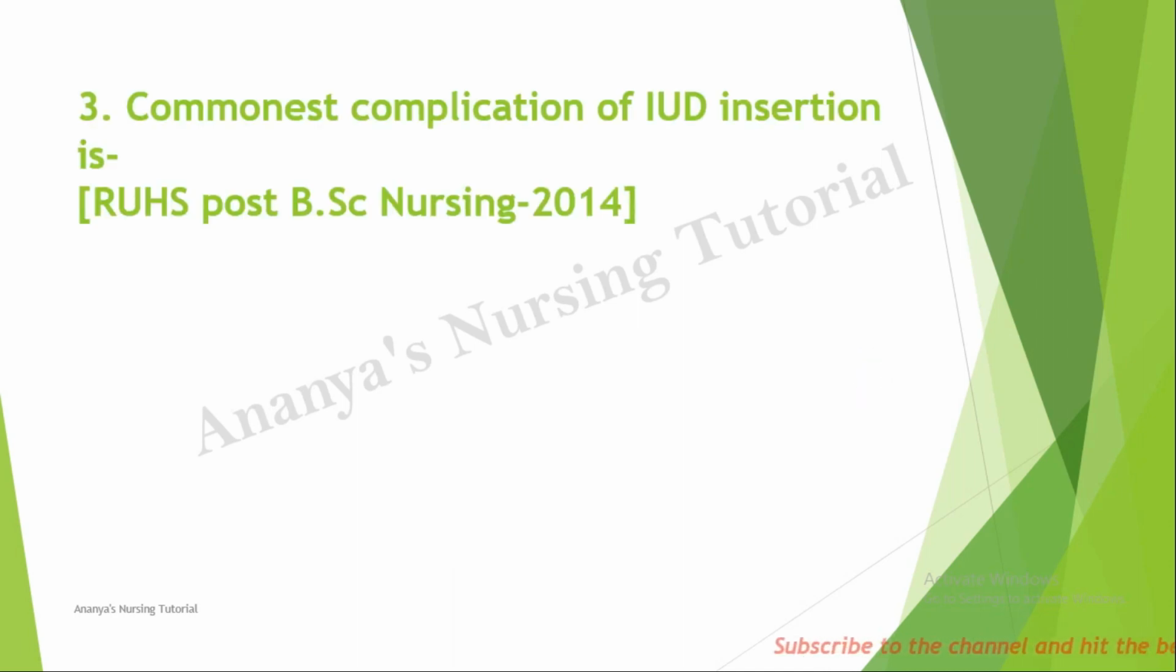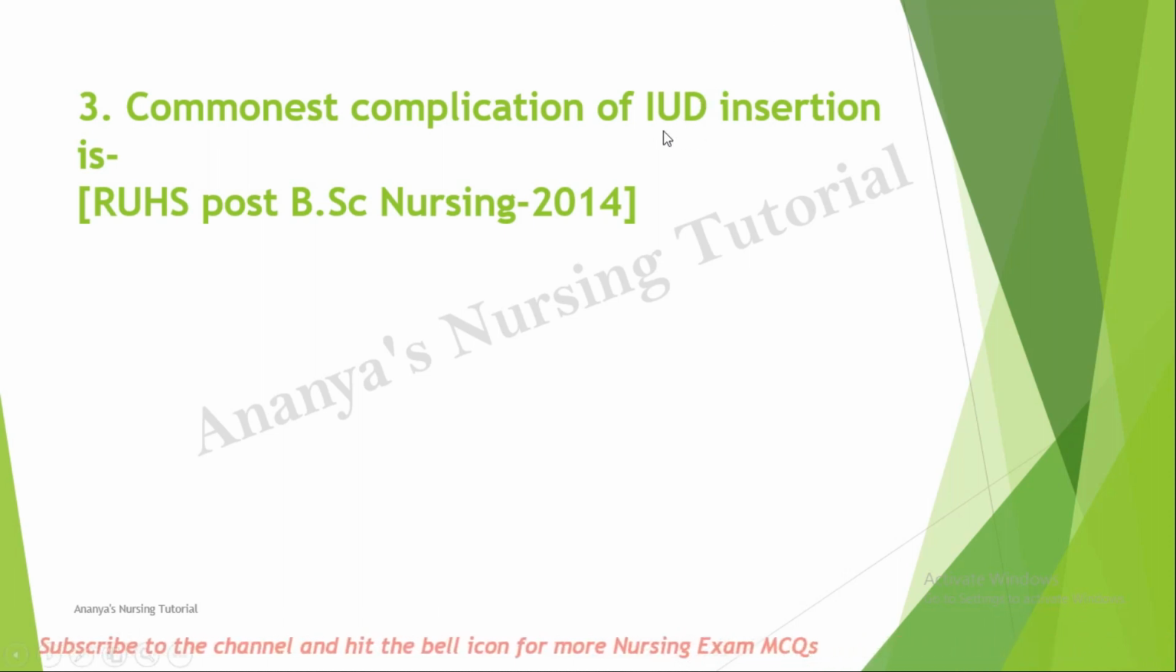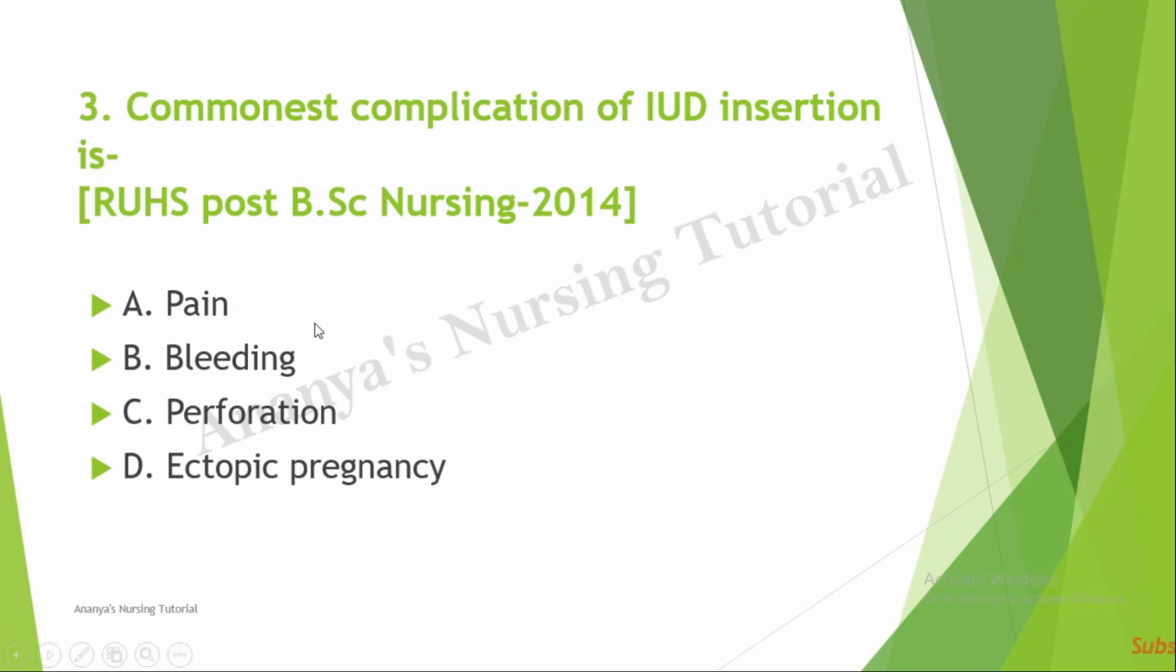Commonest complication of IUD insertion is, IUD is intrauterine device. So commonest complication of IUD insertion is pain, bleeding, perforation, ectopic pregnancy. Correct answer is bleeding. So bleeding is the most common complication of IUD insertion. In most of the cases of IUD insertion we can see bleeding.